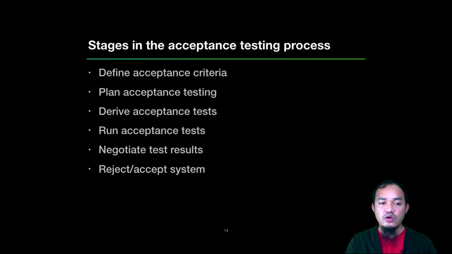And then derive the acceptance test, and then they try to run the test. And then they negotiate the test result. Because the software is not 100% complete, there is no 100% error-free software, right? There is some kind of error. They have to negotiate with the user or customer whether the error is rejected or accepted. If it is a fatal error, it should not be accepted. If it is just a minor error, a small error, whether it is acceptable or not is based on the user and customer.